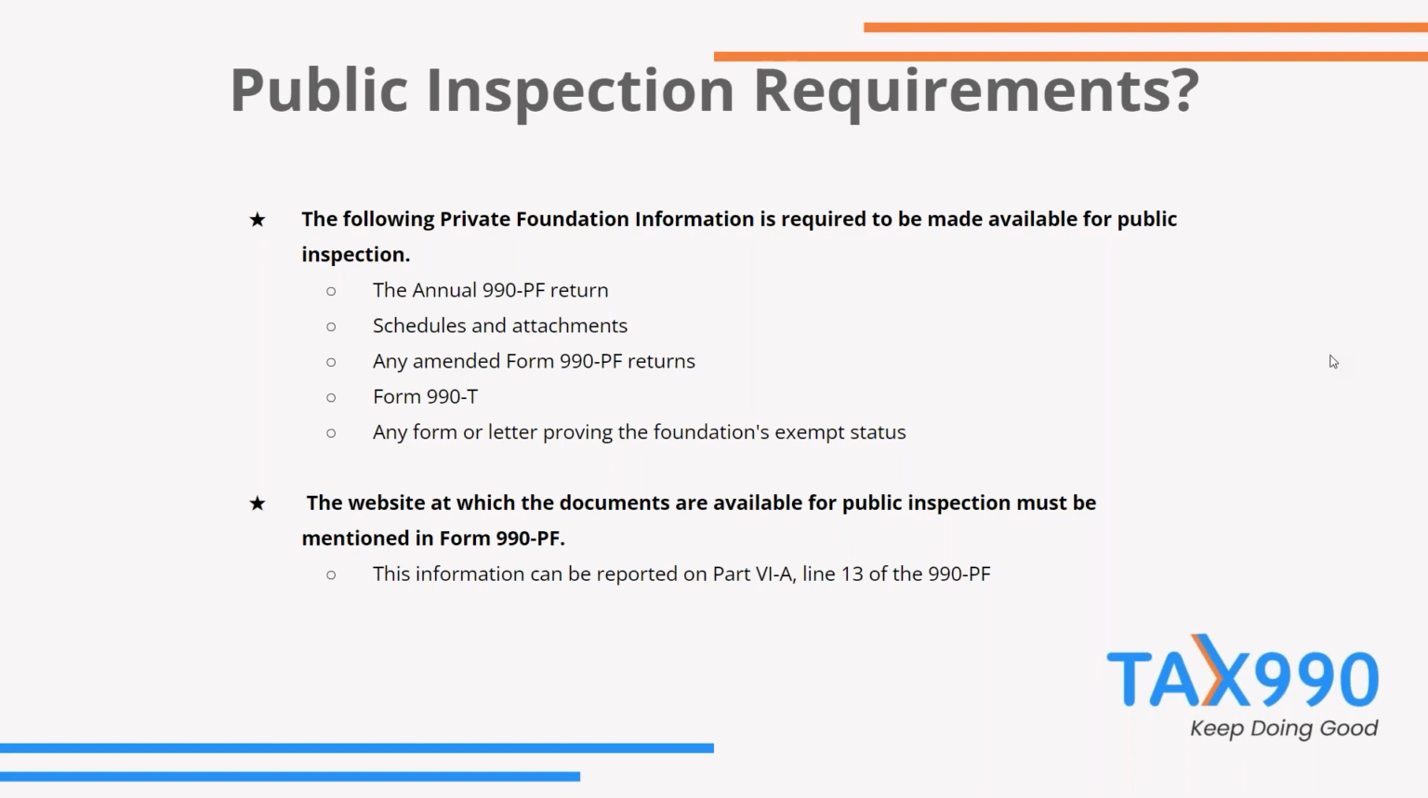This can be done by posting information on a website that the organization manages. The organization should report the website URL on their annual 990-PF return. If your organization does not have a website, there is an option on the 990-PF return to indicate how you make that information available for public inspection, whether it's on request or other forms of availability.